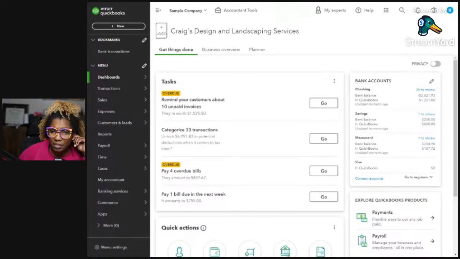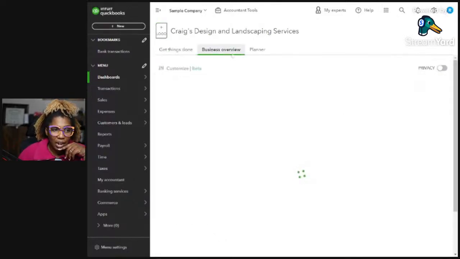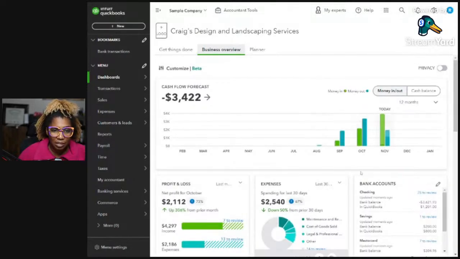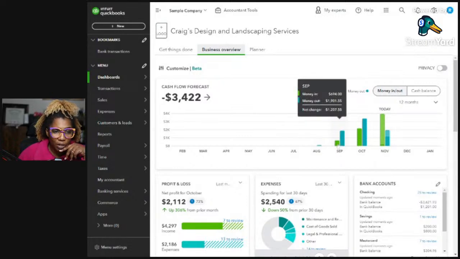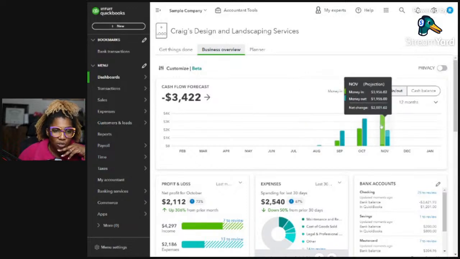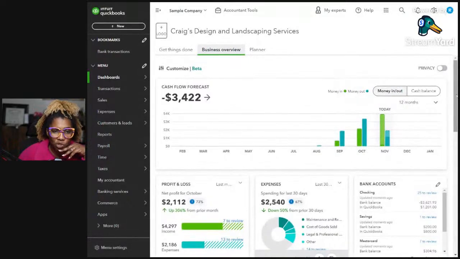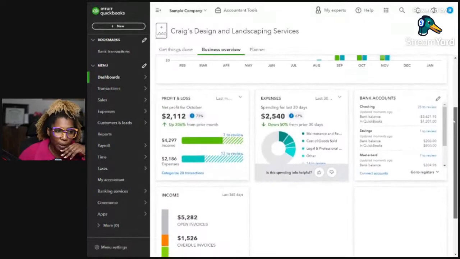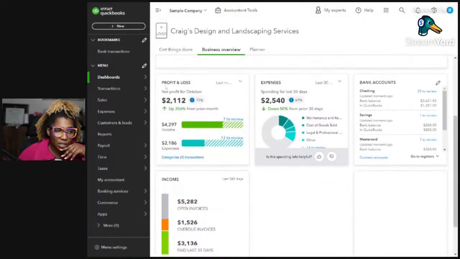So here's QuickBooks. This is a sample company, so this doesn't belong to a person. The first thing that I absolutely love is this business overview. You get to see how much money you've made and how much money you've spent at a glance, and you see it with charts. You also get to see forecasting based on what your projected earnings might be for the next month. You also get to see your profit or loss.